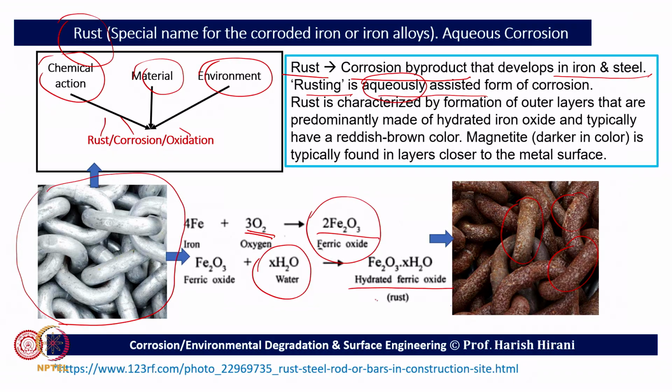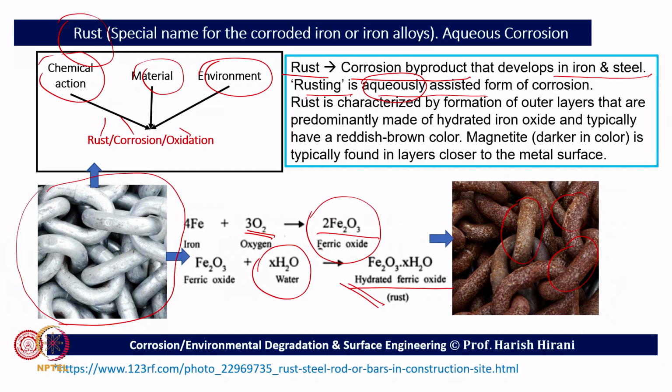However, because of the hydrated ferric oxide, it is giving a path to go for depth, and then go for more and more corrosion. The way we have discussed something like IGC, the same thing happens in this case also. So, rusting is an aqueously assisted form of corrosion. Rust is characterized by formation of an outer layer that is predominantly made of hydrated iron oxide and typically has a reddish brown color. Now, there is another one we call magnetite, which is darker in color.